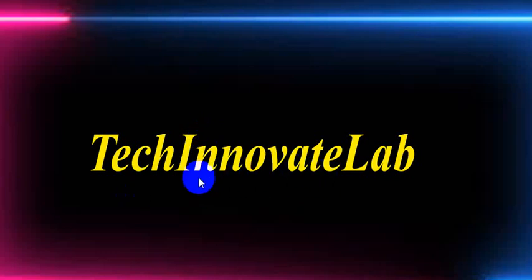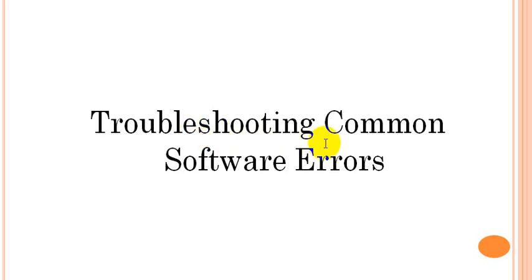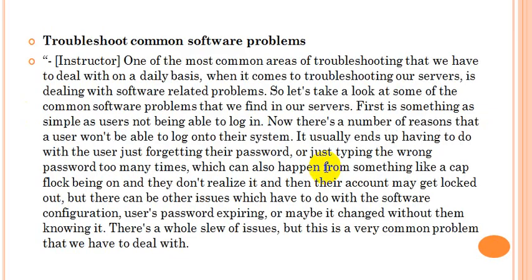So we will also discuss in this topic troubleshooting common software errors. Troubleshooting common software problems is one of the most common areas of troubleshooting that we have to deal with on a daily basis. When it comes to troubleshooting, a lot of it is dealing with software-related problems. So let's take a look at some of the common software problems that we find in our servers.